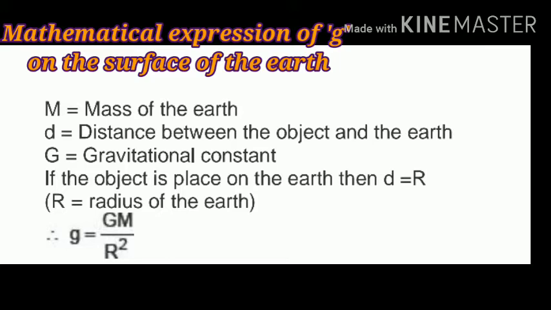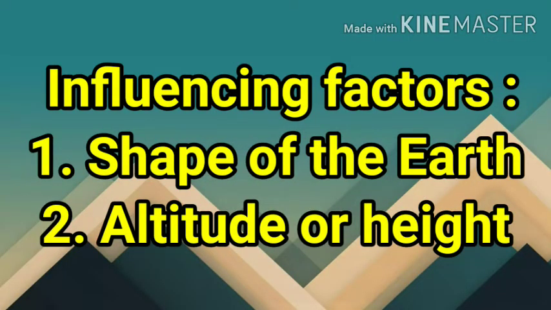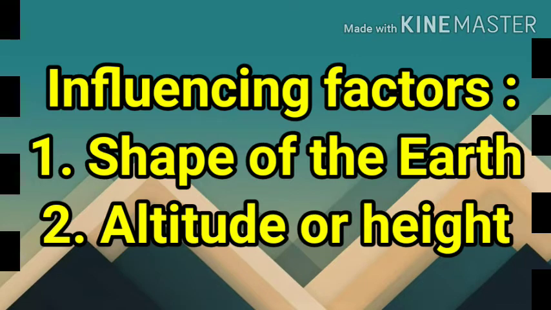It is applicable for the substances which are situated on the earth's surface, so that the distance between the center of the earth and the center of the object on the surface is the radius of the earth. So how is this value of g changing? The influencing factors are the shape of the earth and the altitude or the height at which the object is placed.